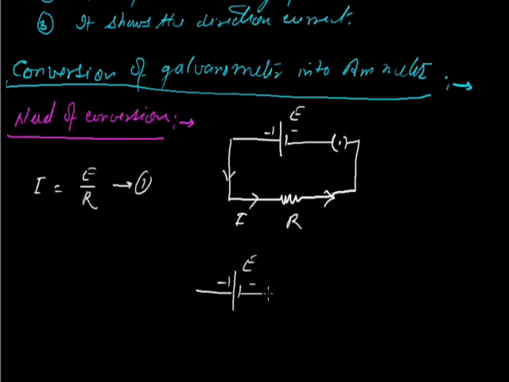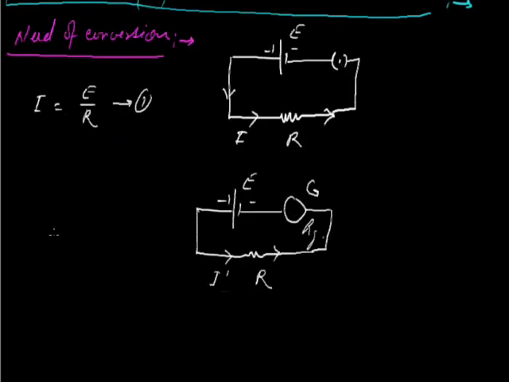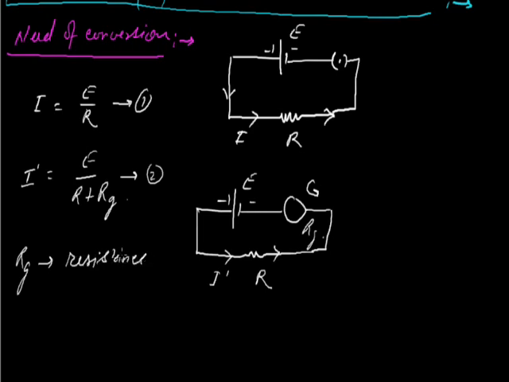This one is cell having EMF E. It is galvanometer. It is external resistance capital R. Now resistance of galvanometer coil is Rg. Current suppose is I dash. Now the net current I dash will be E upon R plus Rg. Here Rg is the resistance of the coil of galvanometer.